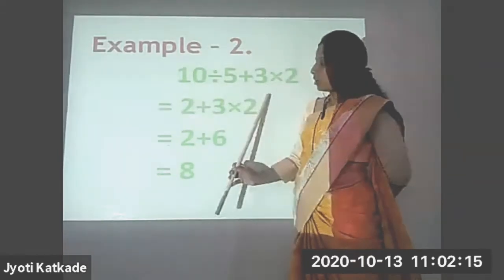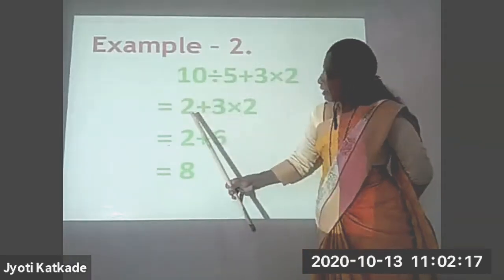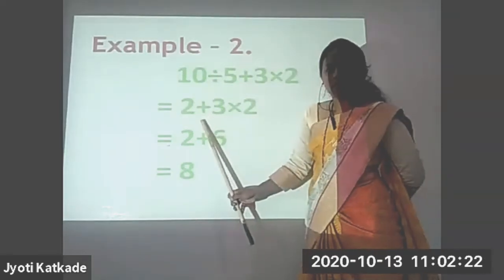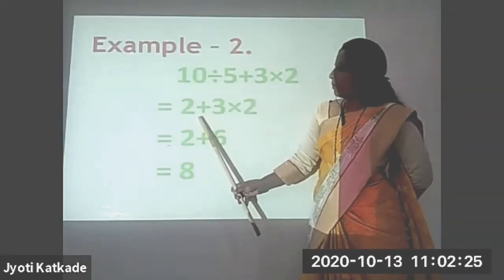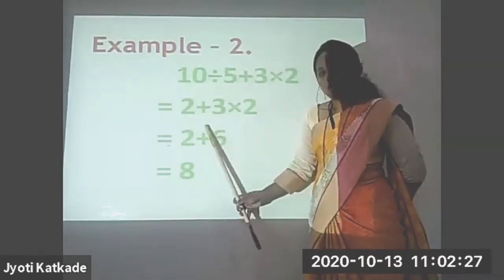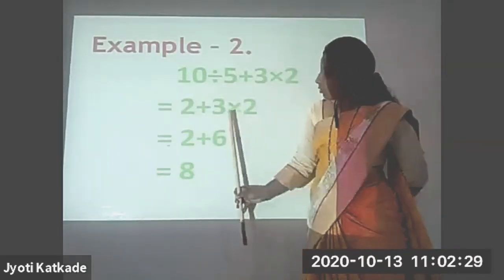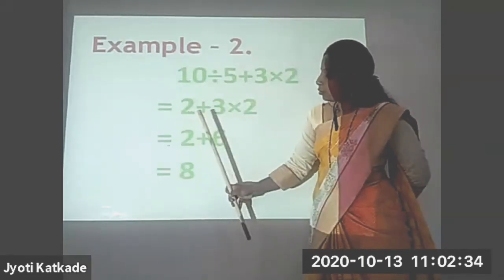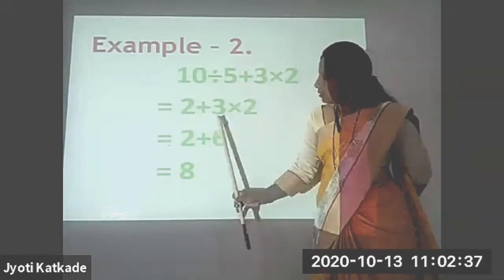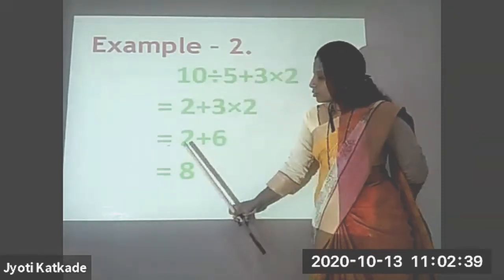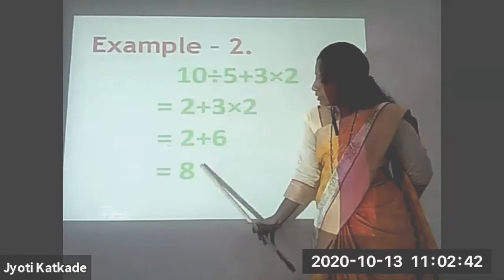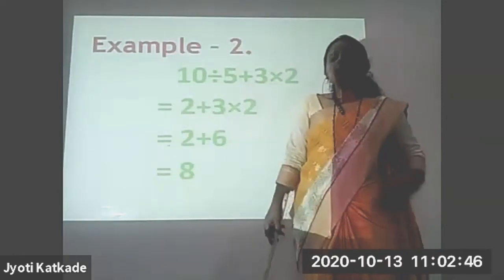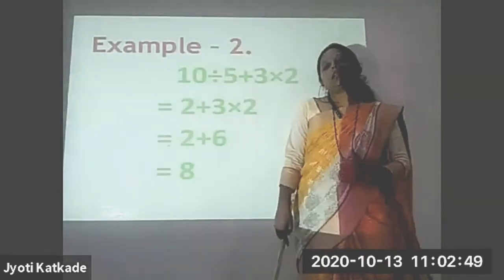Okay. Now when we see from left to right, at first there is addition. But we can't do addition first according to our rule. So we have to do multiplication first. Then take 2 plus as it is and 3 twos are 6. Okay. So 2 plus 6 we get 8. Now our answer is 8. By using this rule, we can solve examples in this way.